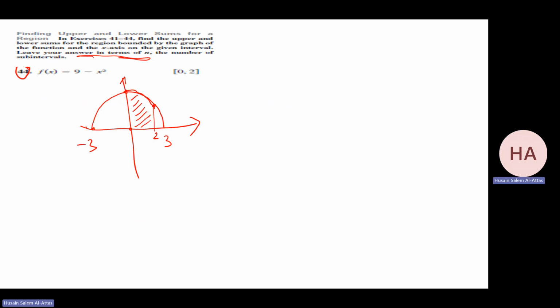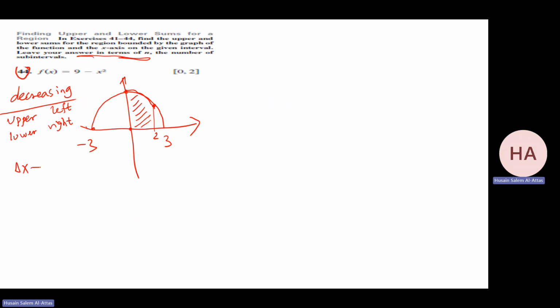Okay, so the function is decreasing, very clear, decreasing. So if you want to take the upper, I'll take the left endpoint. Lower, I take the right endpoint. Since the function is decreasing, upper is left, lower is right. Let me do the lower.